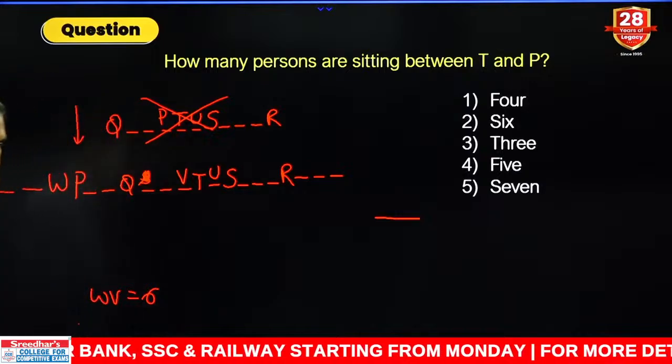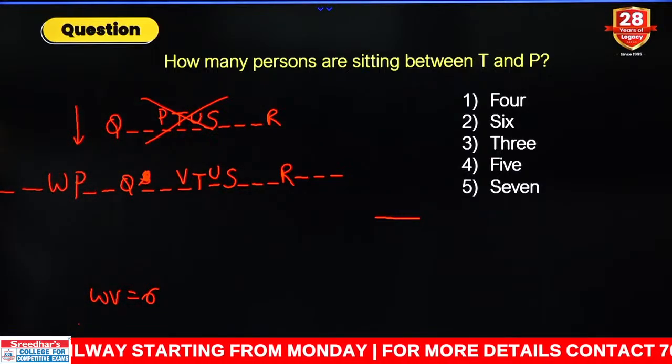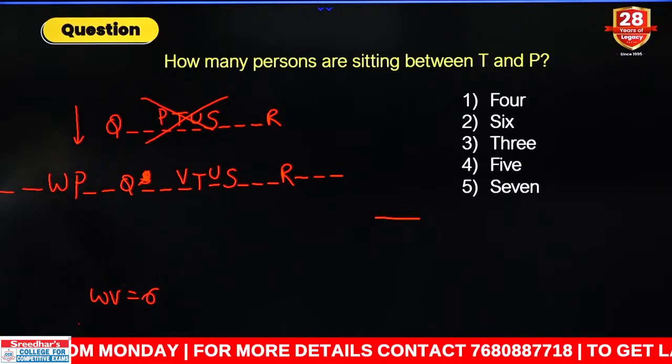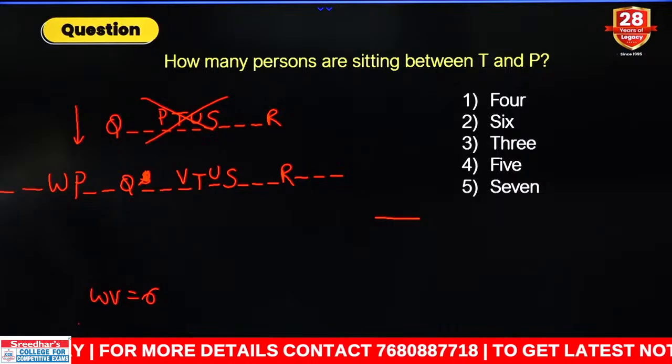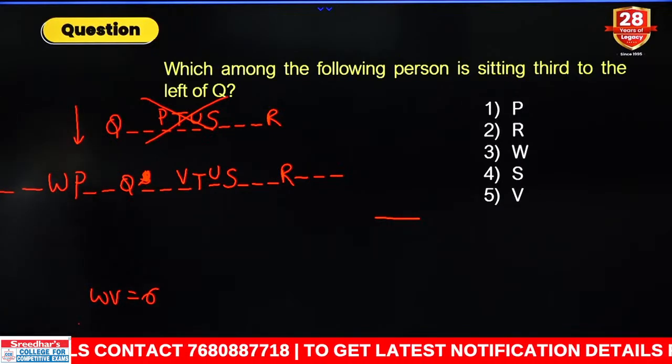Okay? Yes, 20. Next question. How many are in between T and P? In between T and P, there are exactly 6. That is choice 2. The next one, 13th one, please.